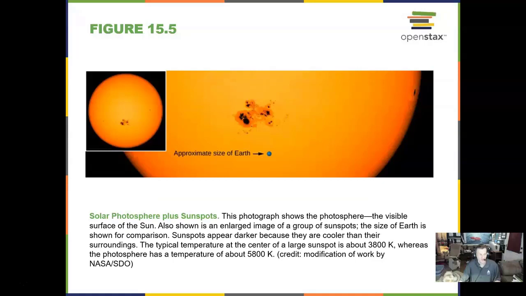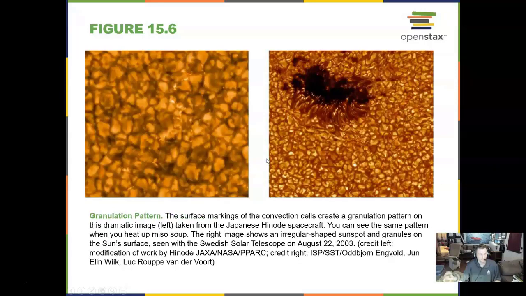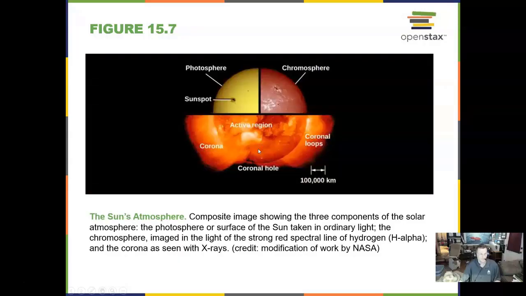So how big is a sunspot? It is usually a lot bigger than the entire Earth. The surface has a granulation pattern to it. It looks like boiling rice or soup. Here we see the Sun's atmosphere in different wavelengths, and you can see how active it gets when you look the right way.